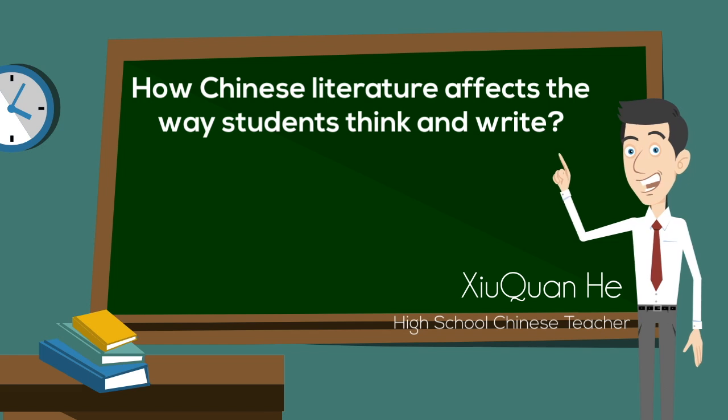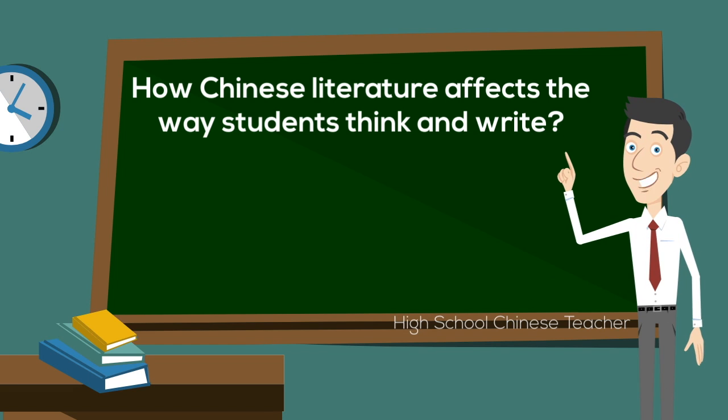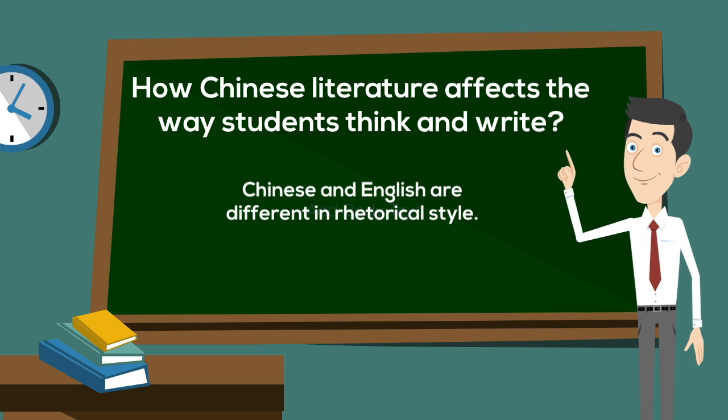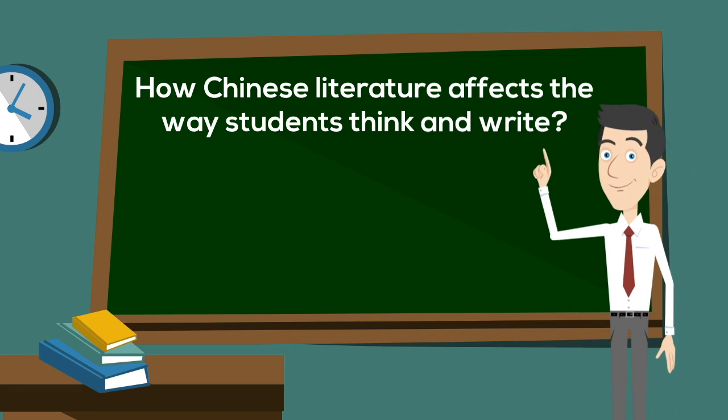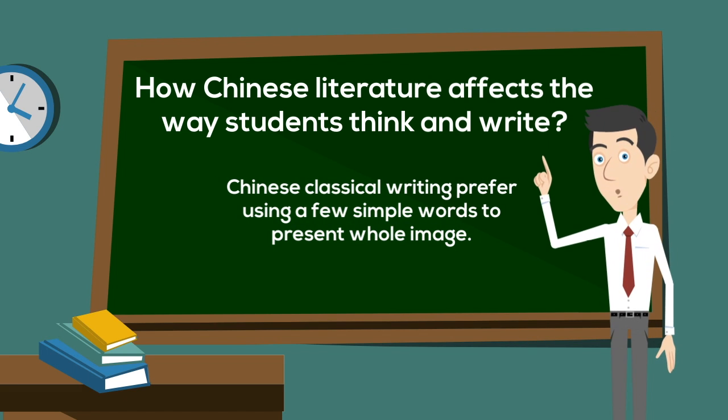Classical Chinese writings are different from English writing in rhetorical style. They are highly concise and attempt to express the most content possible with few words. It is highly symbolic and its rhetorical style is to use a few simple words to represent a whole image.